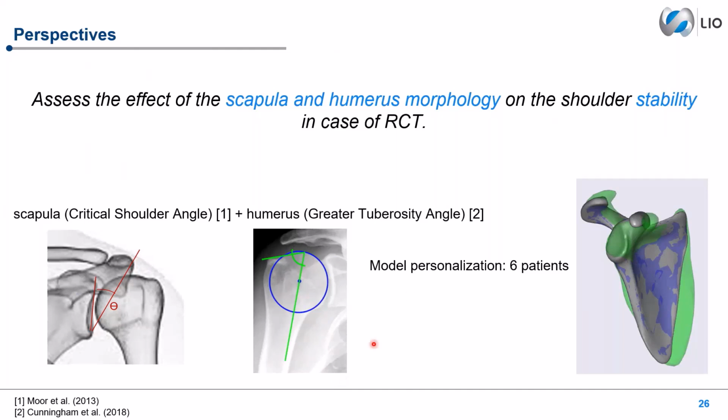And so I will combine and see the effect of CSA and GTA in case of cuff tear. To do that, I have CT scans from patients from the CHUM hospital, and I will personalize the model to the six patients that have variation of CSA and GTA and see the effect on the biomechanics.